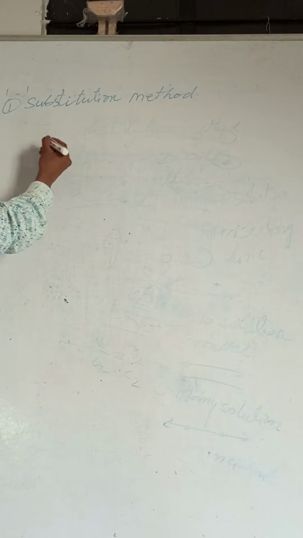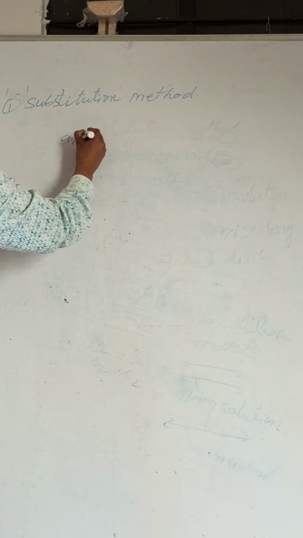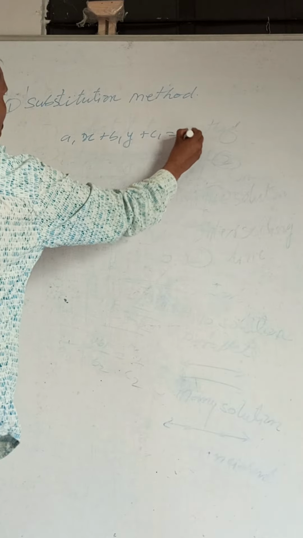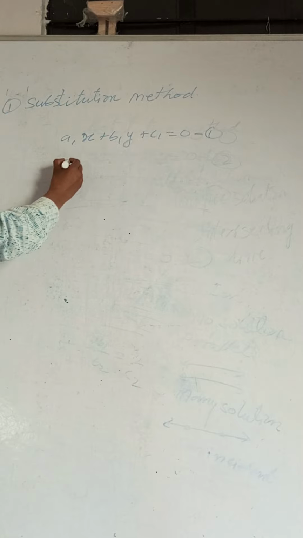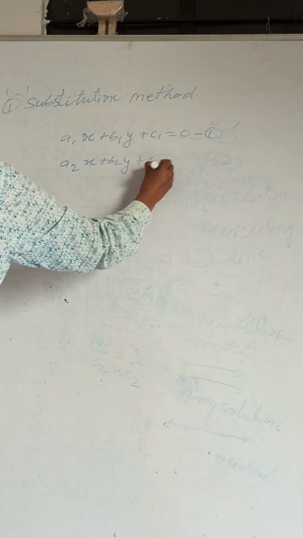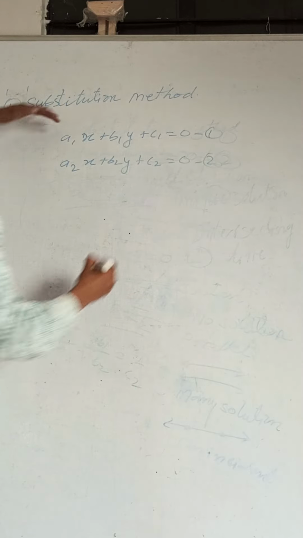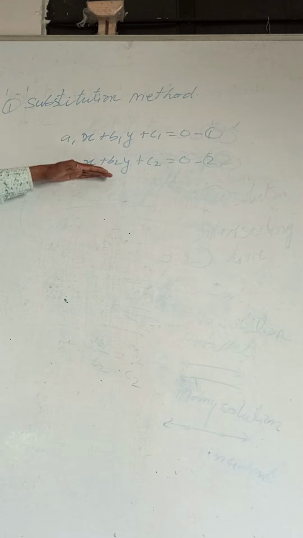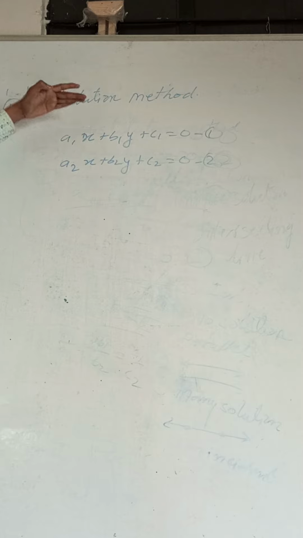Suppose I have one equation, a1x plus b1y plus c1 is equal to 0, equation number 1. The other equation is a2x plus b2y plus c2 is equal to 0, equation number 2. We take the value from any one equation and keep it in the other one. That is called the substitution method.